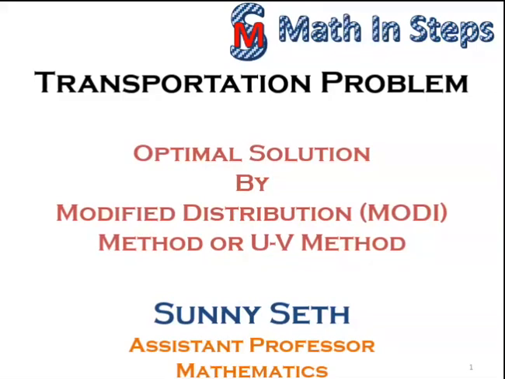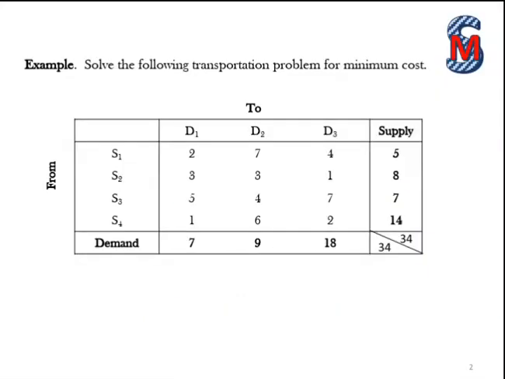In this video, I'll demonstrate how to find the optimal solution of a transportation problem by using the modified distribution method or UV method. Let us consider this example. This is the same example on which I have discussed in the previous videos how to find the initial basic feasible solution by three different methods: northwest corner rule method, least cost method, and Vogel's approximation method. And we have seen that Vogel's approximation method gives us the least cost at the initial stage itself.